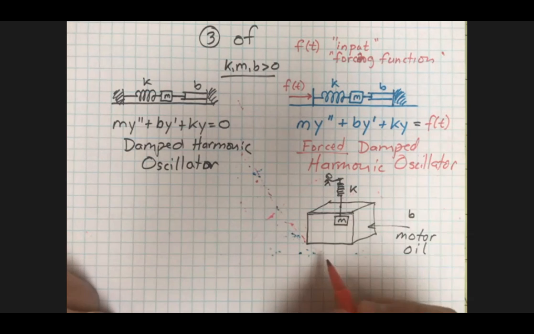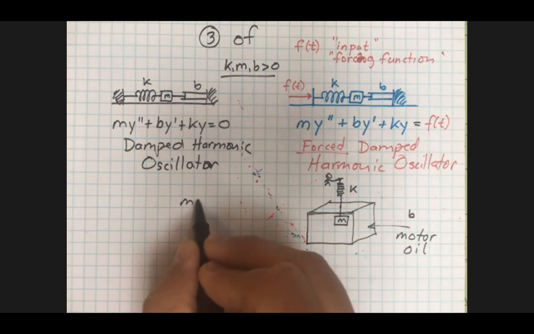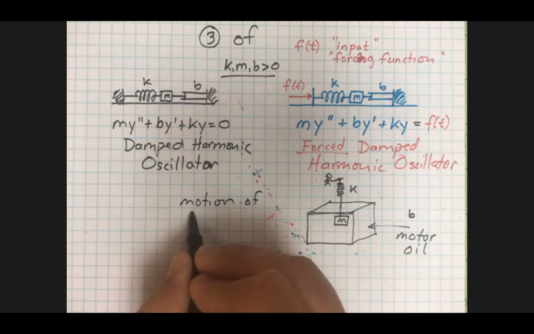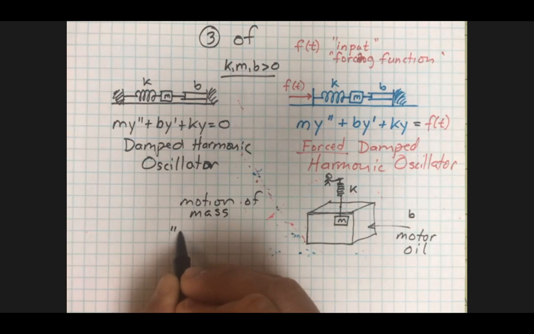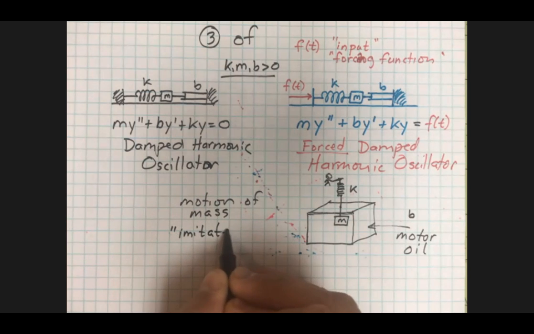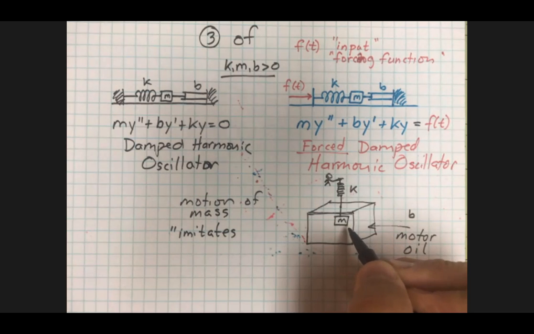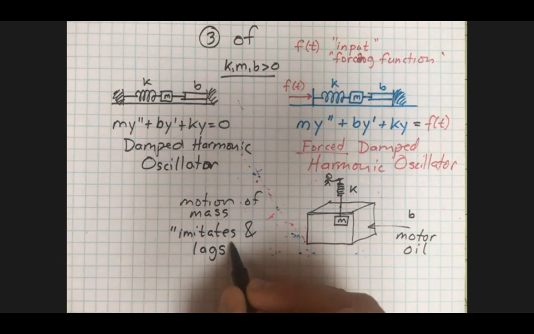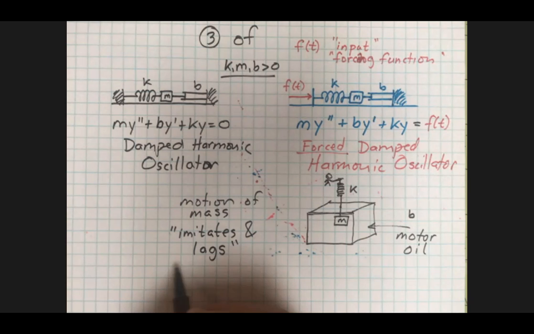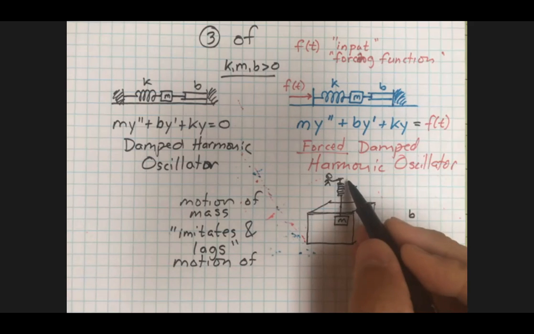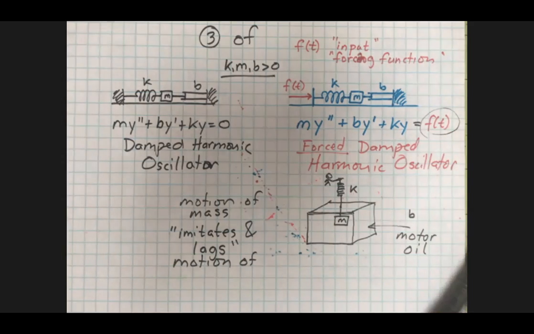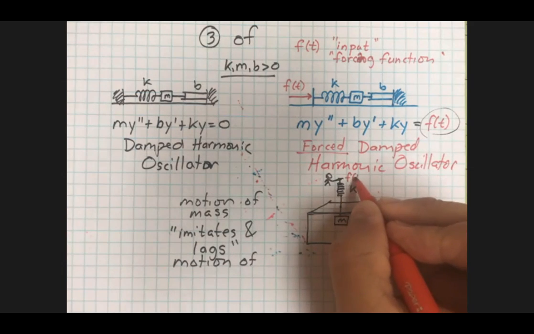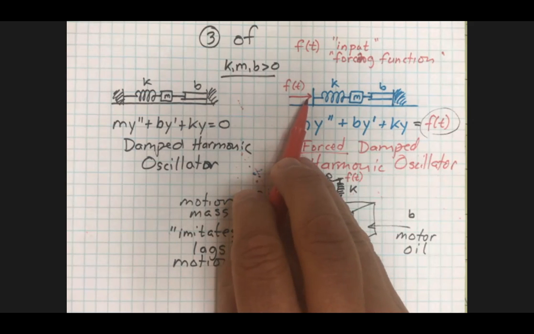So this is an important concept. The motion of the mass both imitates, your hand goes up, down, the mass goes up, down, and lags, that means it's a little bit behind, imitates and lags the motion of your hand. What is your hand? Your hand is the driver. Your hand is the F of t. Your hand is the movable wall that you're pushing on with your arm muscles.